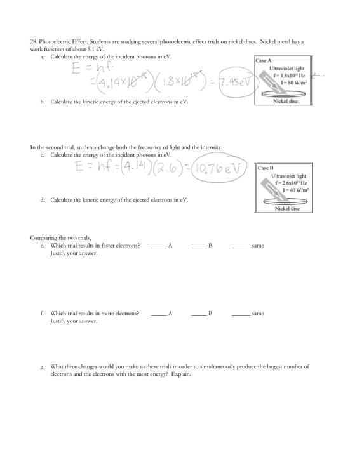So which trial will have faster electrons? They're both the same nickel disk. But, well, trial B has more energy than A, so B has faster electrons. In fact, we can actually calculate that. So let's do that first. To calculate the energy of the electrons, we know that the energy of the photon is equal to the work function plus kinetic energy. So this is just subtraction.